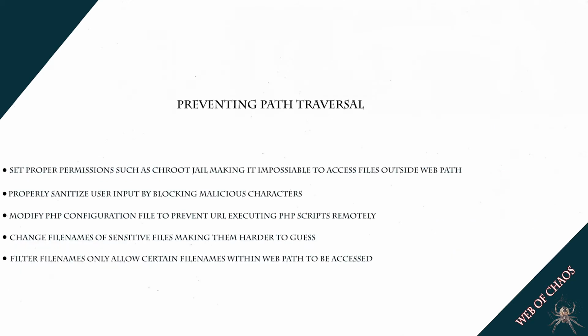In this slide I'll be discussing preventing path traversal attacks. Set proper permissions such as a root jail, making it impossible to access files outside the web path. Properly sanitize user input by blocking malicious characters. Modify the PHP configuration file to prevent URLs executing PHP scripts remotely. Change file names of sensitive files, making them harder to guess. Filter file names, only allow certain file names within the web path to be executed.